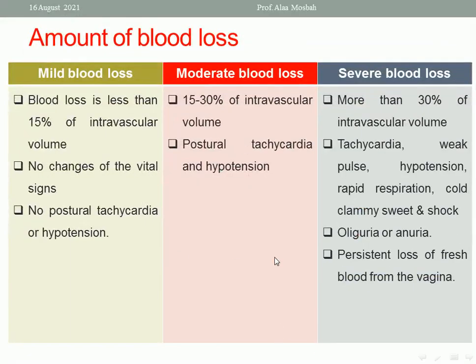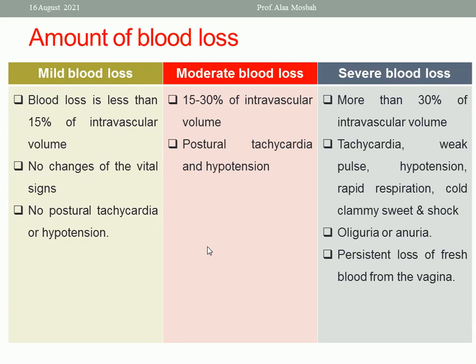How can you classify the amount of blood loss into mild, moderate, or severe? Mild if blood loss is less than 15% of intravascular volume, no change of the vital signs, no postural tachycardia or hypotension. In the moderate blood loss, 15 to 30% of the intravascular volume is lost. There is postural tachycardia and hypotension.